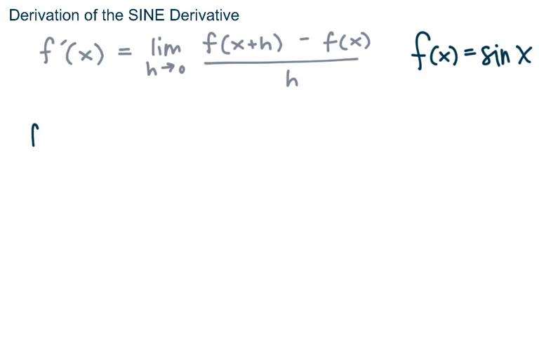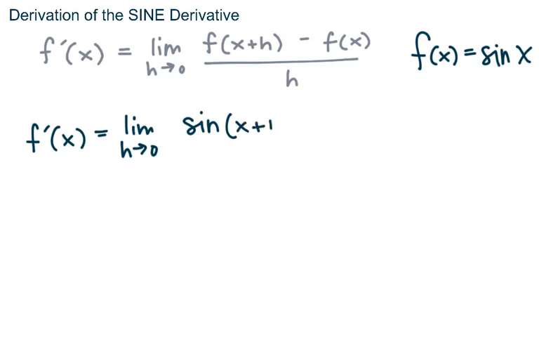Let's begin by writing this out. So we would have f prime of x is the limit as h approaches 0 of f of x plus h, that's going to be sine of the quantity x plus h, minus the original function sine of x, all divided by h. So what we need to do here is simplify this whole expression so that we can evaluate the limit as h approaches 0. And we can't plug 0 in yet.